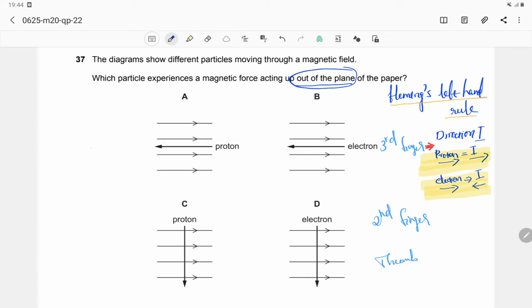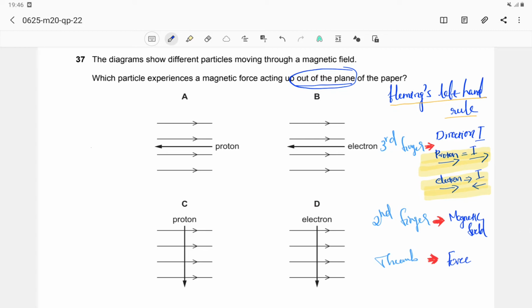Now let's look at the second finger. The second finger or the index finger should always point in the same direction as the magnetic field. The last one is the thumb. The thumb will give you the direction of force, or the direction in which the magnetic field will exert a force on the charged particle, so that the charged particle will be moving or bending in that direction. So these are the three fingers and you should point them accordingly.